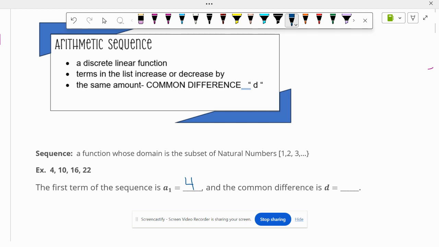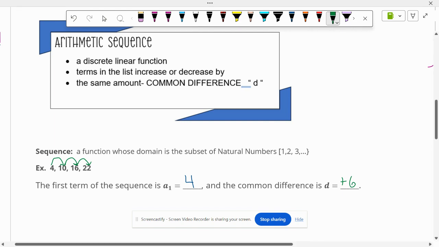It says, what is the common difference? The common difference means, what am I adding or subtracting each time to get the next number? Add 6. So I'm going to write that my common difference is plus 6. My common difference is plus 6. Exceptional.